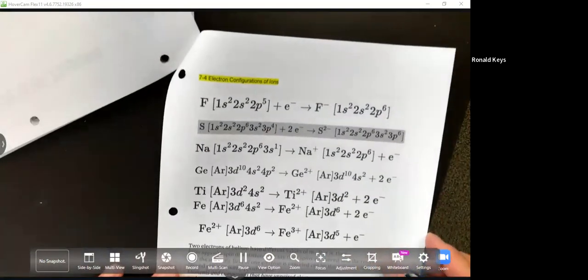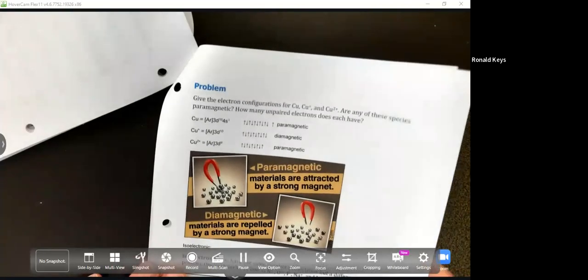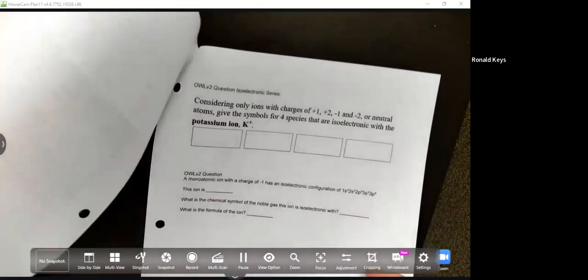Some OWL questions again on quantum numbers. We'll fill in this blank periodic table. Do not fill any of this in ahead of time. Electron configuration notation of ions, and paramagnetic and diamagnetic. And another alt question at the end.